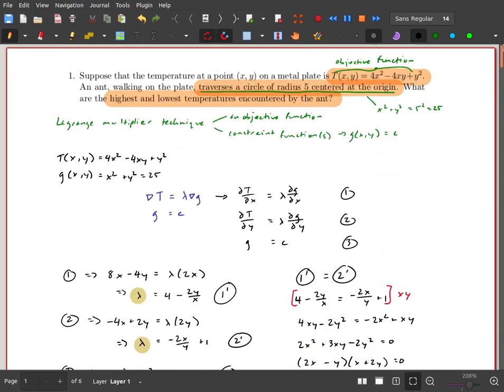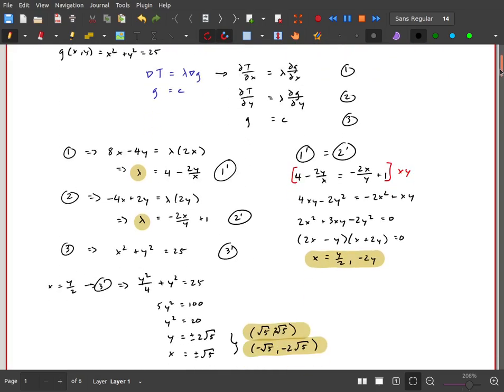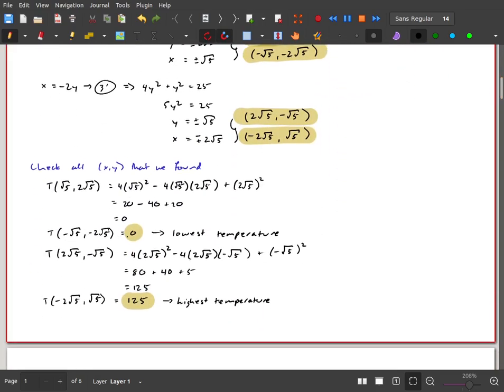So let's double check that we've answered the question. Okay, yes, we have. We found the highest and the lowest temperatures that are encountered by the ant. The lowest temperature is 0 degrees, and the highest is 125.